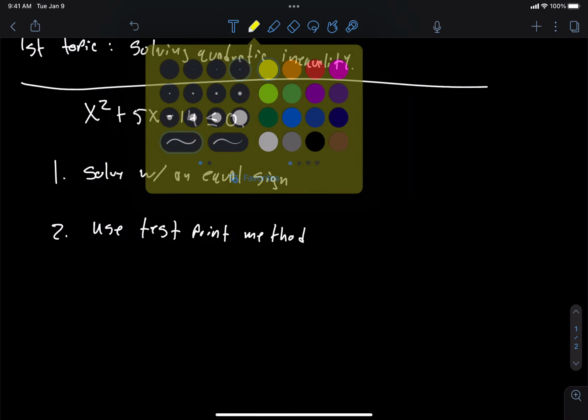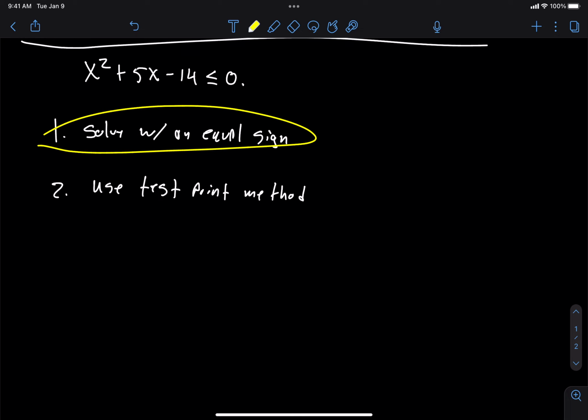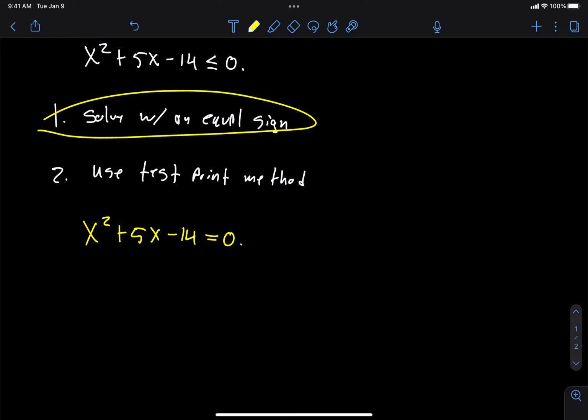So let's address how we do the solving part. So we write down x squared plus 5x minus 14 is equal to 0. Okay, is equal to 0. So to solve this, all we have to do is factor. Now we can solve this in two methods. So one way to solve it would be to factor and use the zero product property.